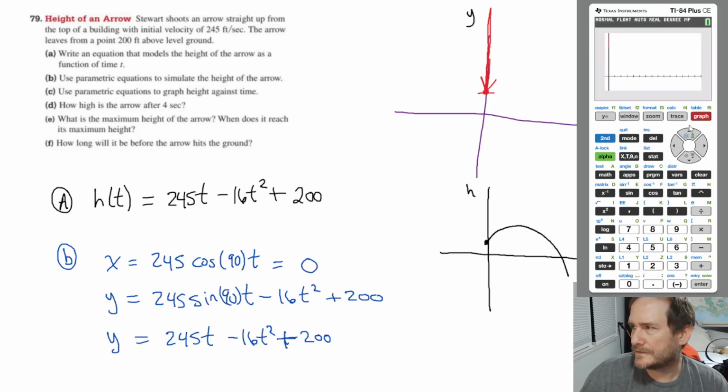Now if we hit graph on a decent looking window, so if we're letting t be time and x is time, then we would only want to go out to 10 seconds. So -2 to 10. And our height, we're probably going to go pretty high. Let's go all the way to 1,000.